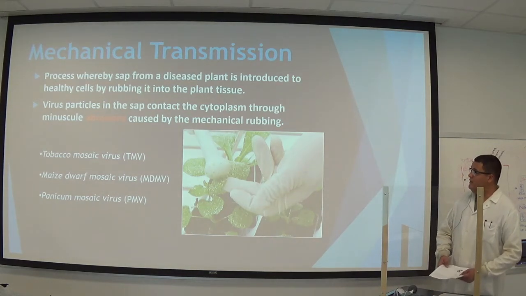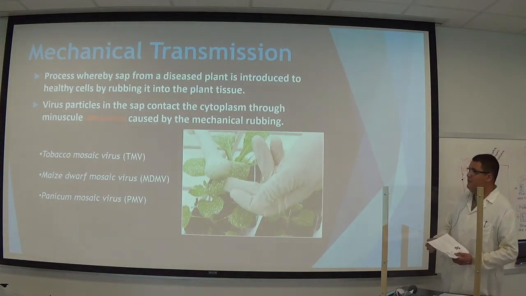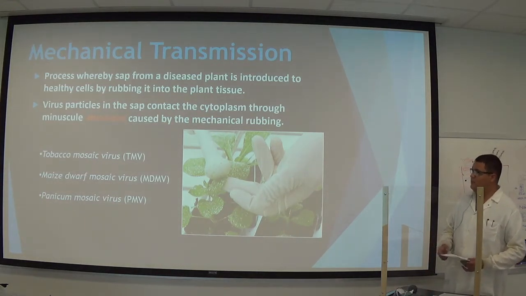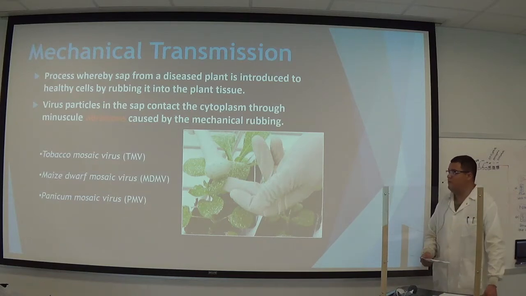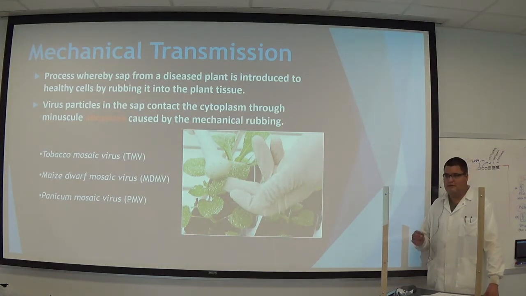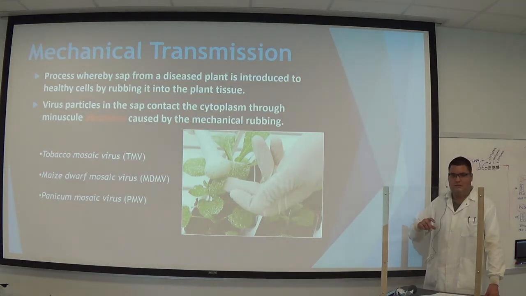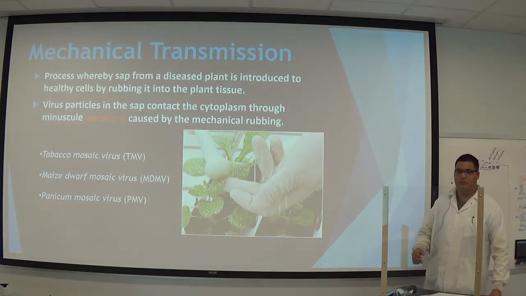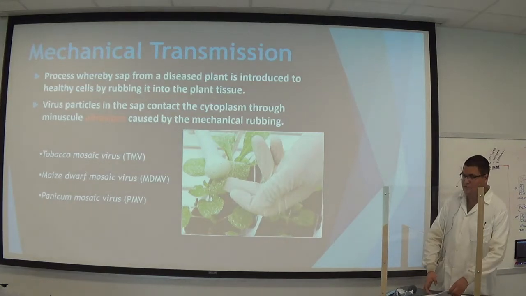So let's see. It has to contact the cytoplasm, which is the inside of the plant cell, or any cell. And the way we can do this is by putting minuscule abrasions, or just another word for it is tiny little cuts. And that's what we're going to be using in today's lab with something called carborundum, which are just very tiny pieces of carbon that are very jagged. So just by spraying it onto a plant and rubbing it, it will cause lots of minuscule abrasions through which viruses can enter. That's what we're going to be doing today.